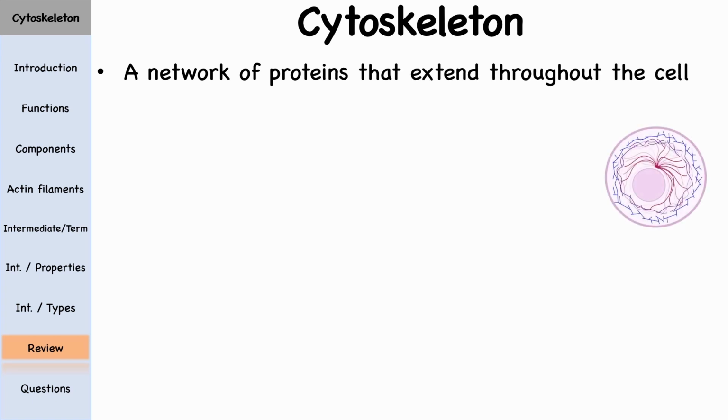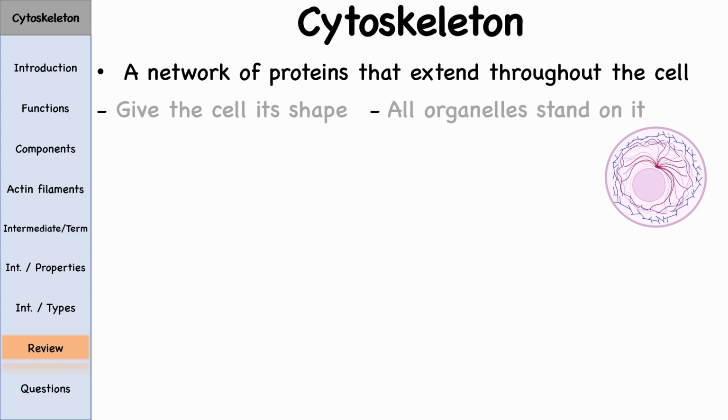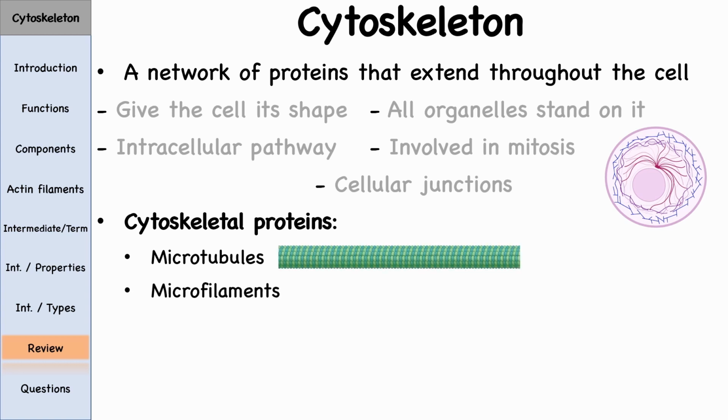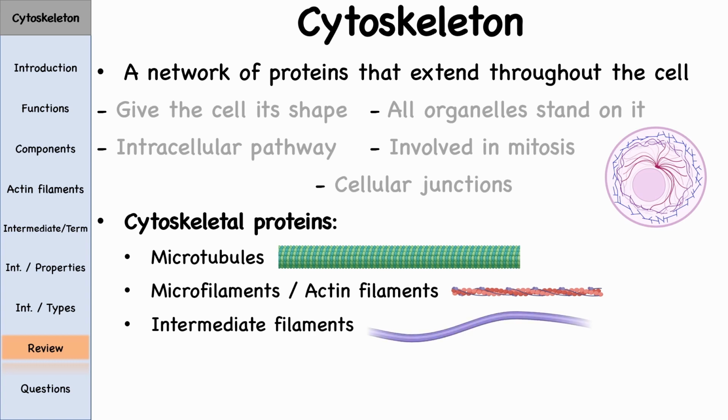The cytoskeleton is a network of proteins in the form of long filaments and tubules that extend throughout the cell, giving the cell its shape and all organelles stand on it. It's a pathway taken by everything that moves inside the cell. It is involved in cell division and it is important in cellular junctions. Cytoskeletal proteins are divided into three: microtubules, microfilaments, also called actin filaments, and intermediate filaments.